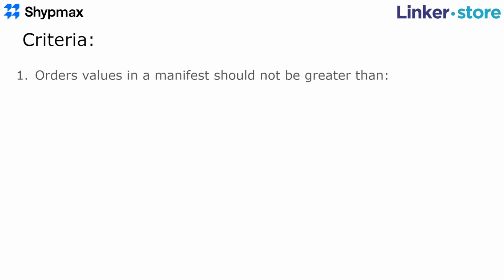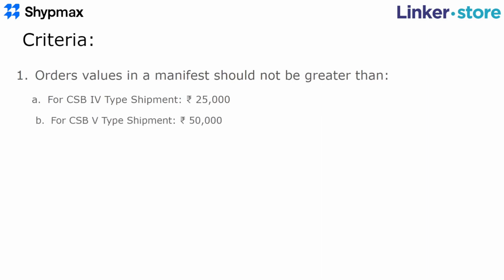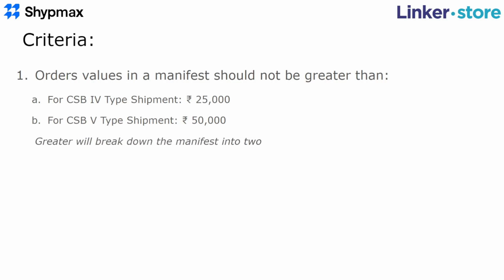Before moving ahead, let's also quickly understand certain criteria for shipment creation. The first criteria is that the order value in the manifest should be less than 25,000 in case of CSB 4 type shipment, and less than 50,000 in case of CSB 5 type shipment. Greater value will be broken down into multiple manifests.